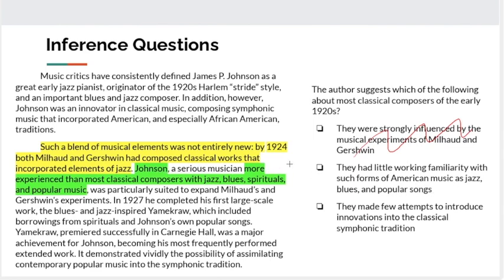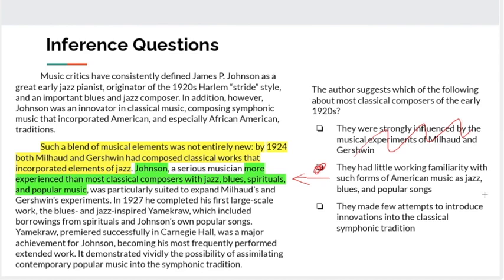Well, we can get that from this part. So he was more experienced than most. That means most of them didn't have a lot of experience with these forms of music. And so that would be a good option to pick.